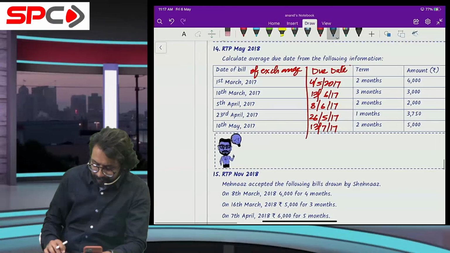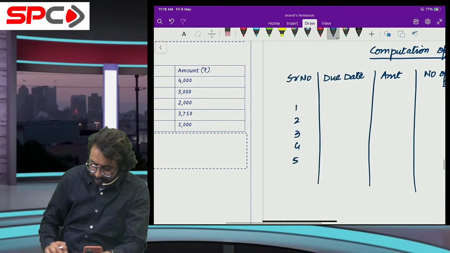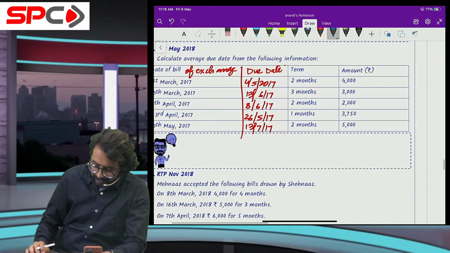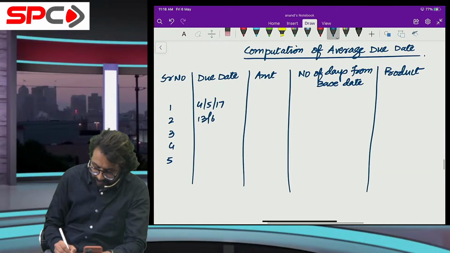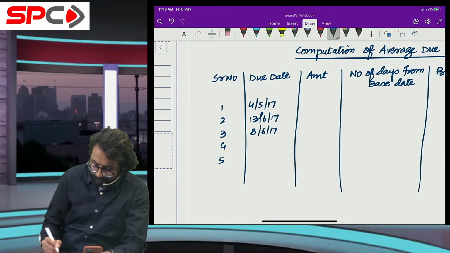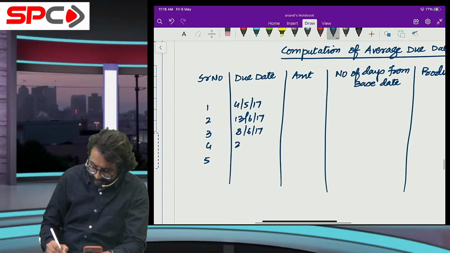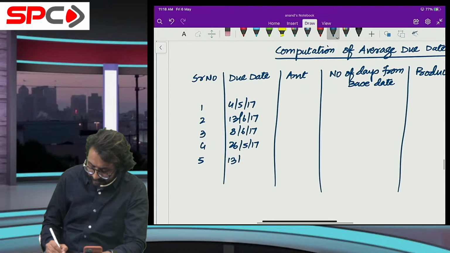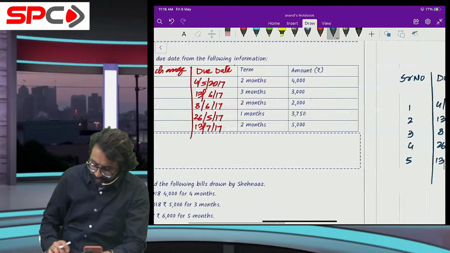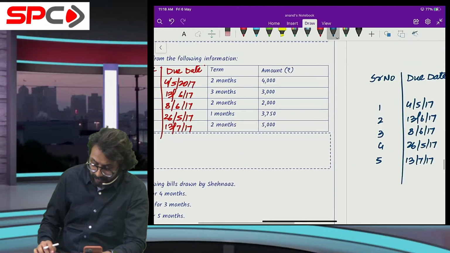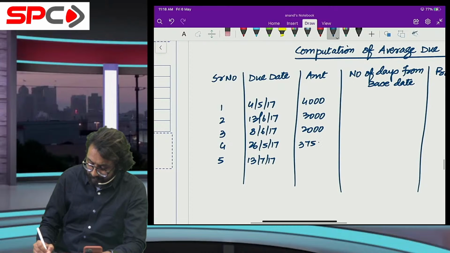How many bills are we taking? 5. Can I have the due date first, please? 4th May 17. Then 13 June 17. Then 8th June 17. 26 May 17. And then the last one is 13th July 17. What is the amount, friends? The amount is 4,000, 3,000, 2,000, then 3,750 and 5,000. That's correct.